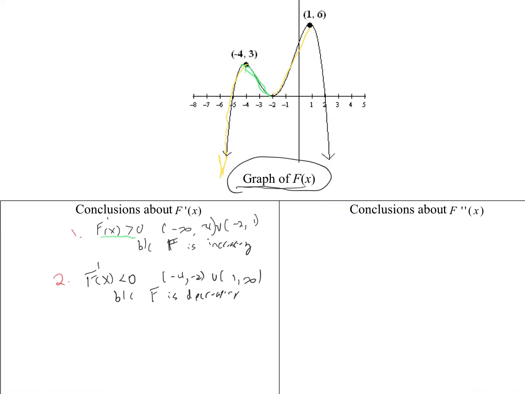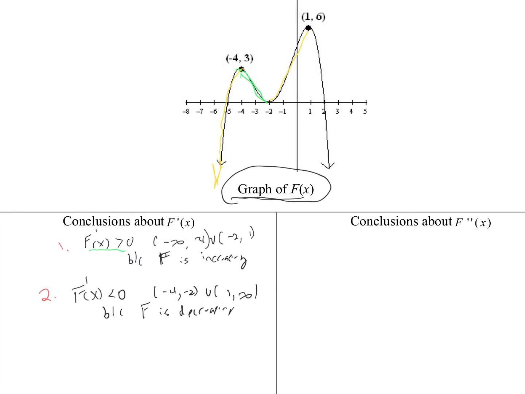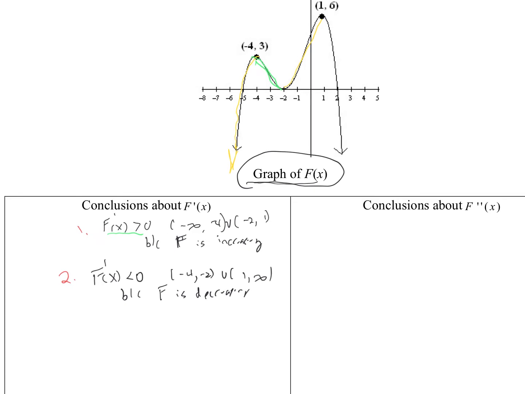What else can I say about f prime? Well, if I had the graph of f prime, it would have some zeros, wouldn't it? It would have some zeros. F prime has zeros at x equals negative 4, negative 2, and 1.